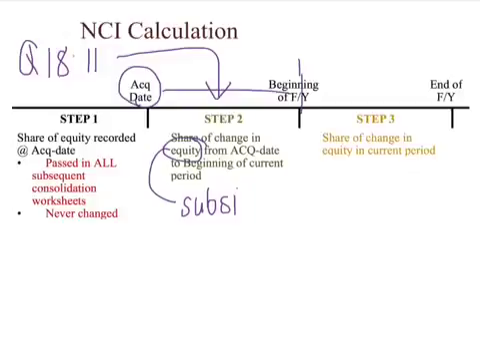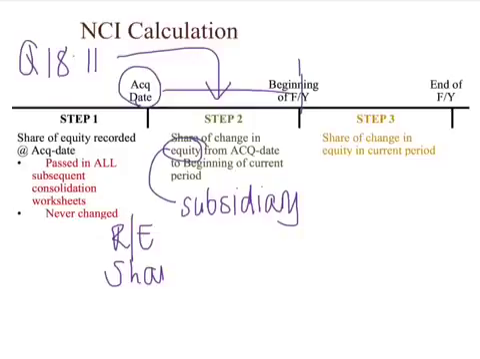So if we take the equity of the subsidiary on acquisition date, and that would include perhaps retained earnings and share capital, maybe general reserve, and we then see at the end of the previous financial year what changes occurred between the acquisition date until the end of the financial year.